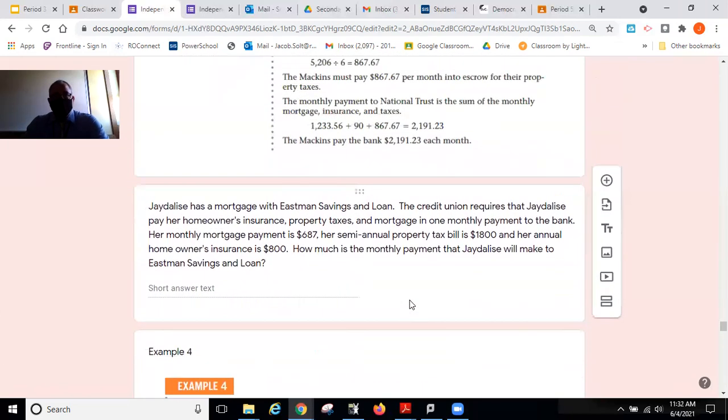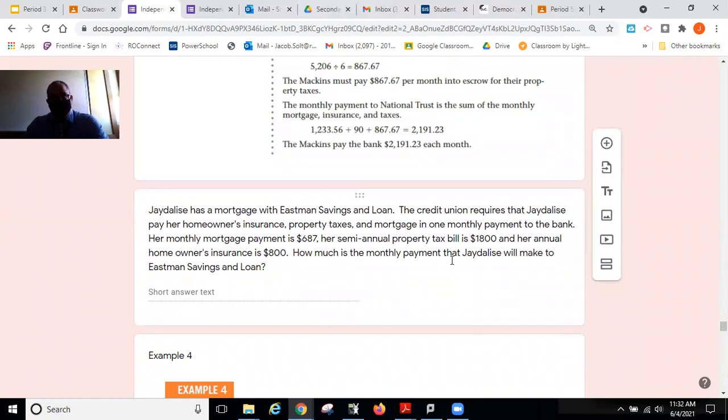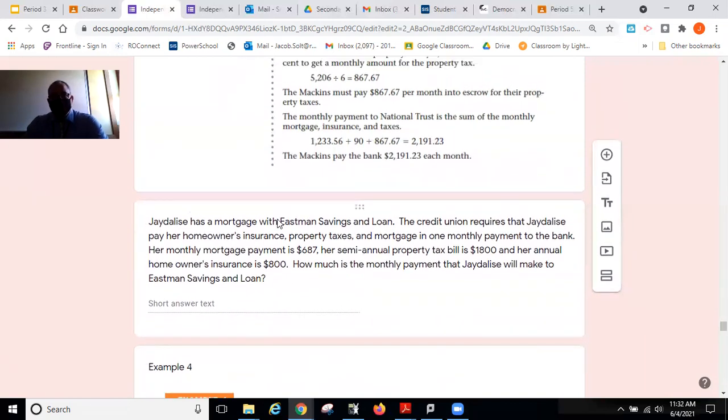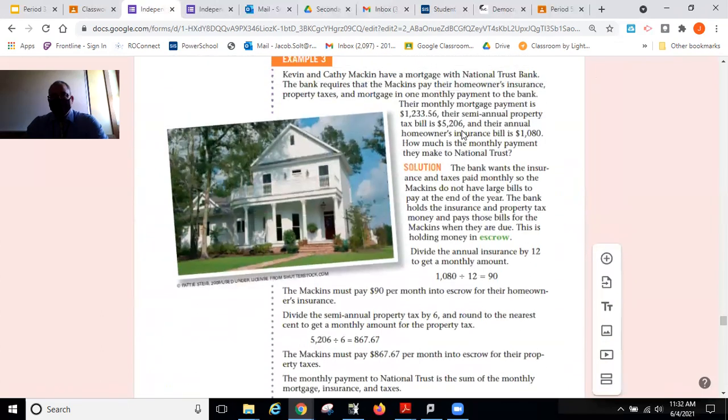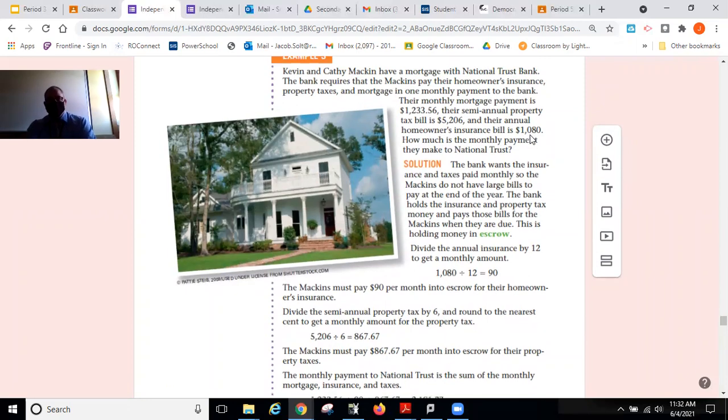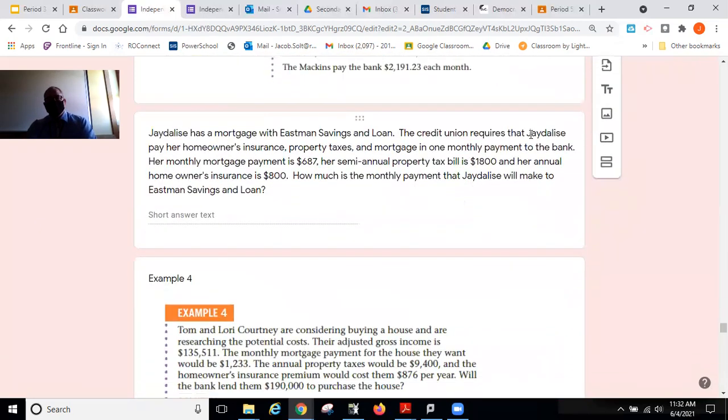Good news, it's Friday. We only have one question for you to answer today. All right, so if you understand what we just did here, we're taking the monthly mortgage. We're taking the property tax bill. We're dividing that so we get it into a monthly property tax bill. We're taking the insurance bill. We're dividing that by something in order to get a monthly homeowner's insurance bill. Then we're adding the monthly mortgage with the monthly tax bill with the monthly insurance bill to get the total bill owed. Okay, that's what we're doing today.